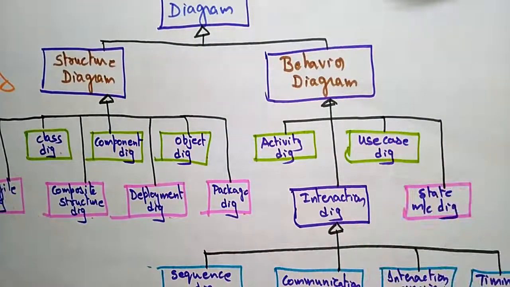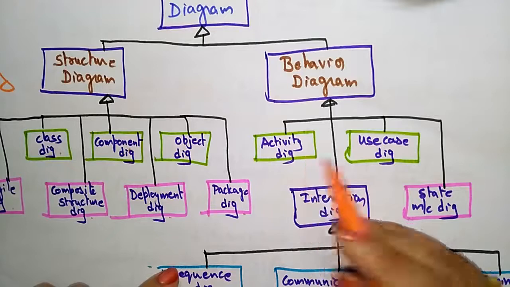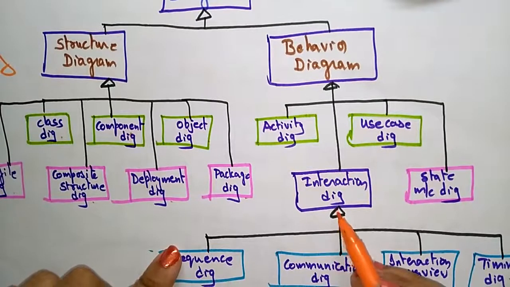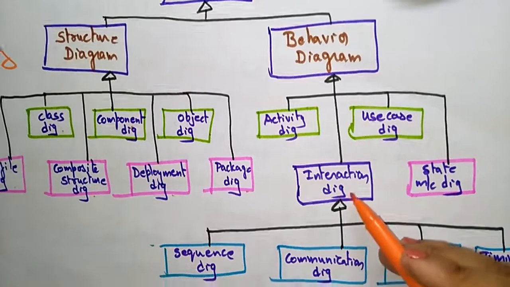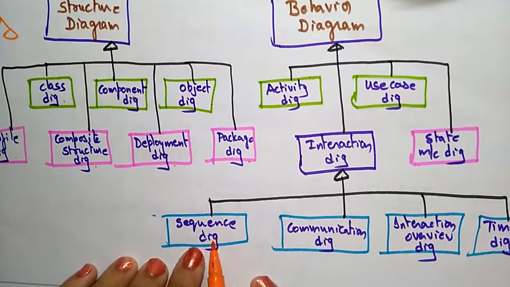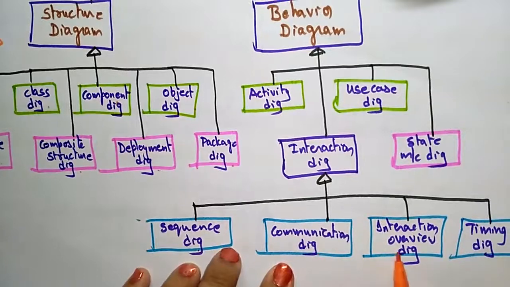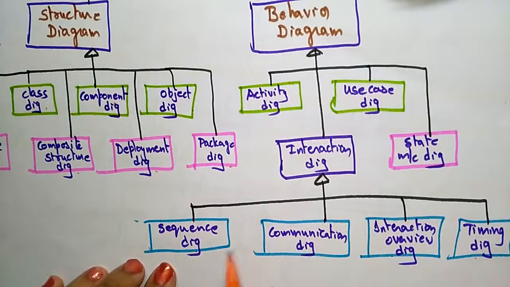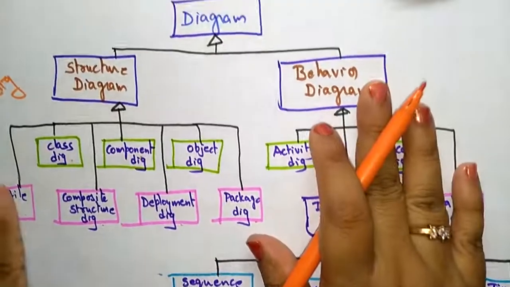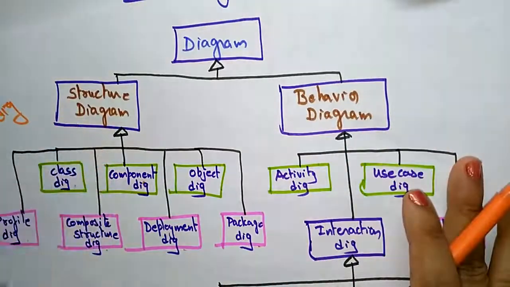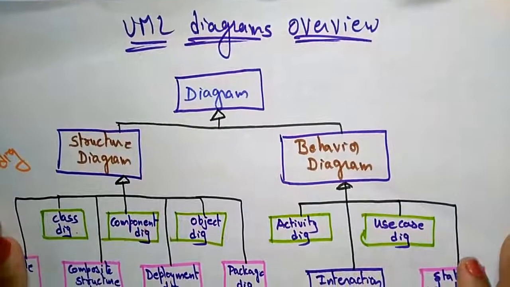Now coming to the behavior diagrams. A behavior diagram shows behavior, meaning dynamic changes and the flow going on. Those are the activity diagram, use case diagram, interaction diagram, and state machine diagram. The interaction diagrams include the sequence diagram, communication diagram, interaction overview diagram, and the timing diagram. This shows the behavior of the system and the other shows the structure of the system. This is the UML diagram overview.